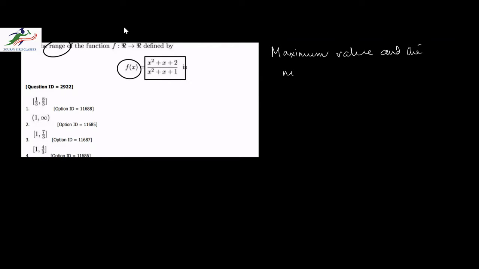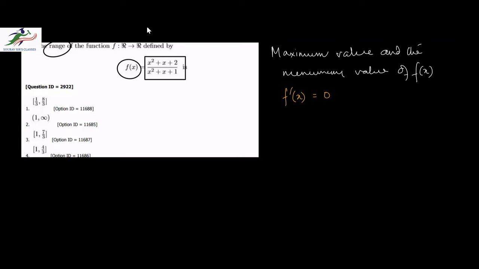Today we are discussing the Delhi University MA Economics paper. The first question talks about a function f(x) defined as (x² + x + 2) over (x² + x + 1), and we are asked to find the range of this function. Now, in order to find the range of this function, we have to find the maximum value and the minimum value of f(x). And in order to do that, we have to take the first differential and equate it to 0.